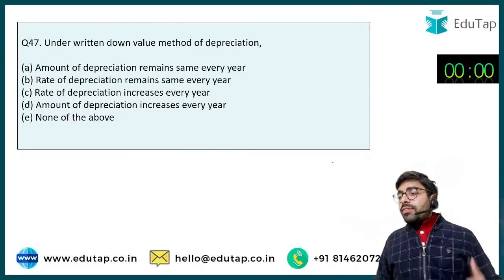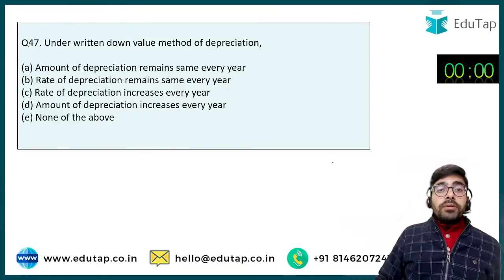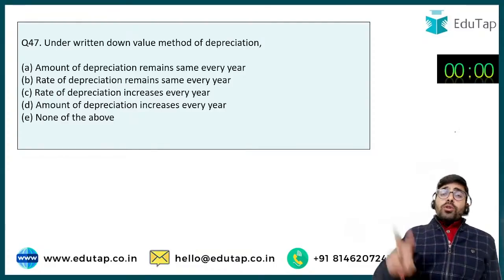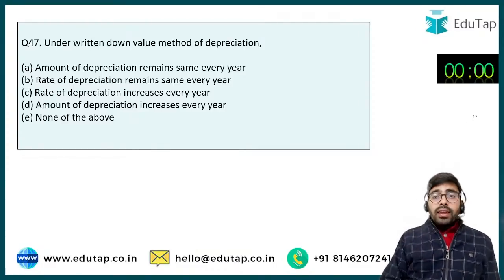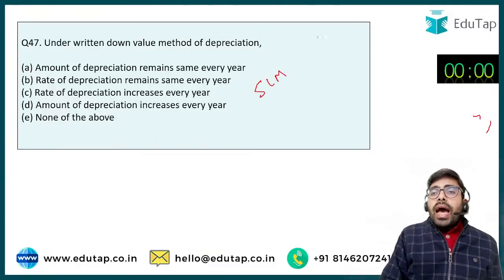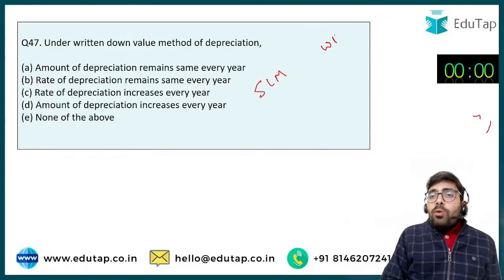I am getting the answer is option number B from Nilesh, Vinayak, Nikhil, Anupama. All of you are saying option number B. So let's try to understand. So हमारे पास दो मेन मेथड हैं डेप्रीसिएशन चार्ज करने के. कौन कौन से मेथड है? One is the straight line method and the other one is the written down value method.